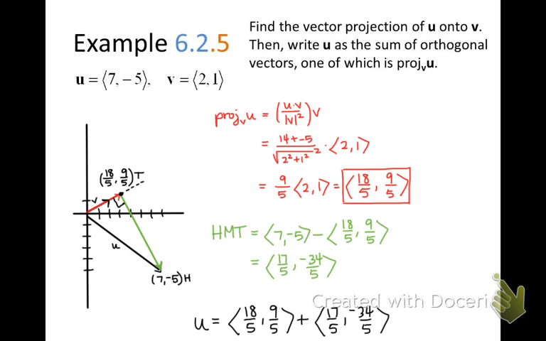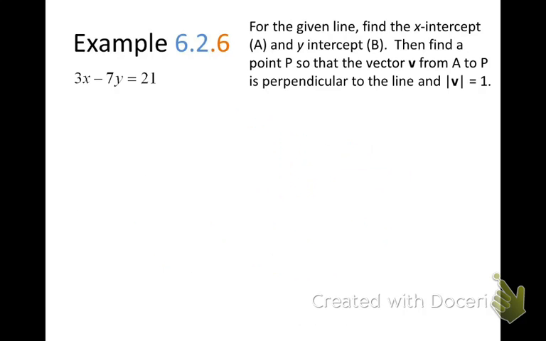Any other questions on that? No? Okay, one more problem. For a given line, we want to find the x-intercept and the y-intercept. Well, that should be easy, right? Then I want you to find a point P so that the vector v from A to P is perpendicular to the line and such that the magnitude of that vector is 1, so that it's a unit.